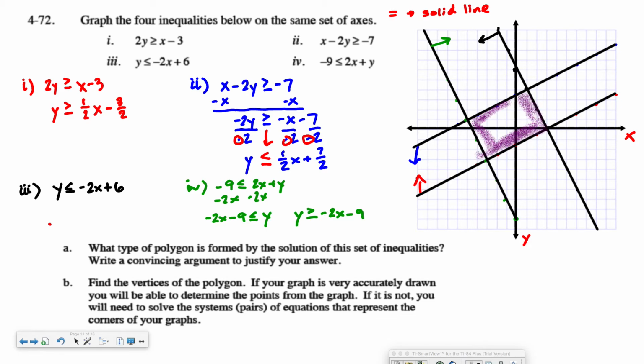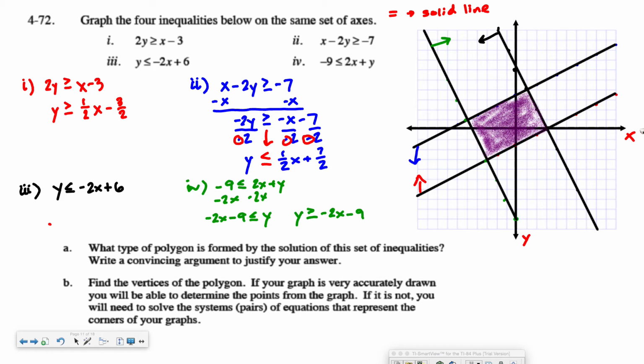This is the solution. Oops, I went out of there. Hopefully you're a better colorer than I am and you can stay within the lines. But we're going to end up right there. That is our solution. Now let's look at answering the questions below.